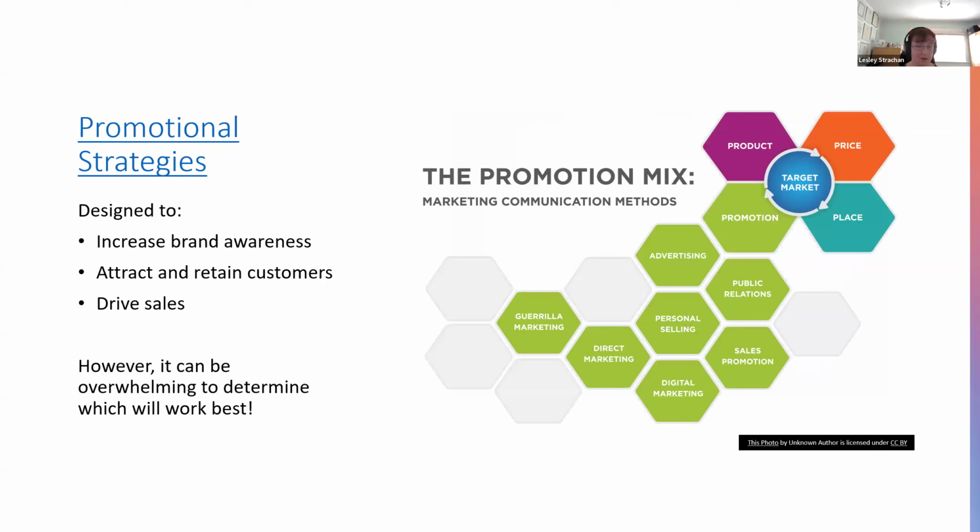So on this slide for promotional strategies, the blue link at the top left-hand page will take you to a URL to a LinkedIn article about promotional strategies. If we have a look at those promotional strategies, they are an integral part of any successful marketing plan. These strategies are designed to increase brand awareness, attract and retain customers, and ultimately the whole purpose of marketing is to drive sales. However, with so many different types of promotional strategies to choose from, it can be overwhelming for business owners to determine which will work best for their company.